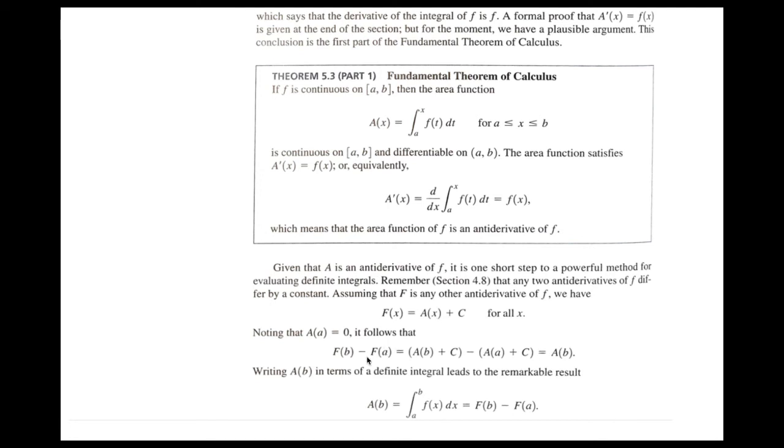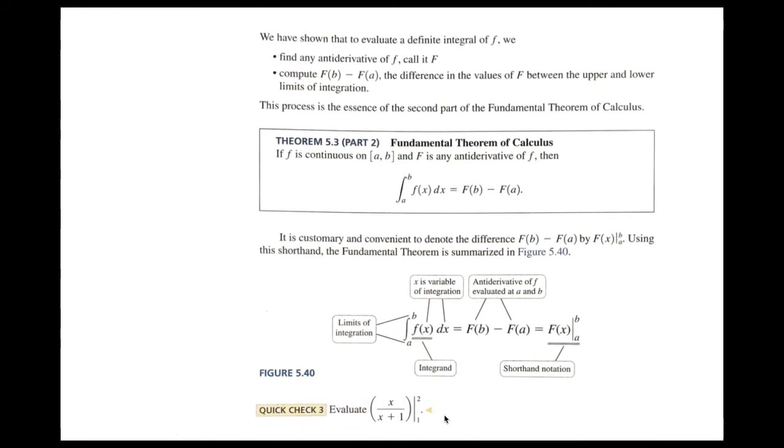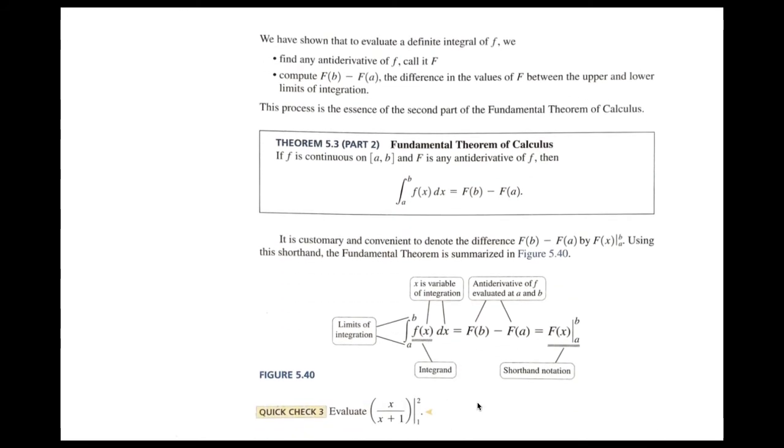If you take the difference and replace both F of b and F of a, then c cancels and A of a is 0. So only A of b survives. But A of b is a definite integral with lower limit a and upper limit b. So here's the second part of the fundamental theorem. In practice, you will use a shorthand notation for this difference, and you should check that you get 1/6 if you evaluate this term here.